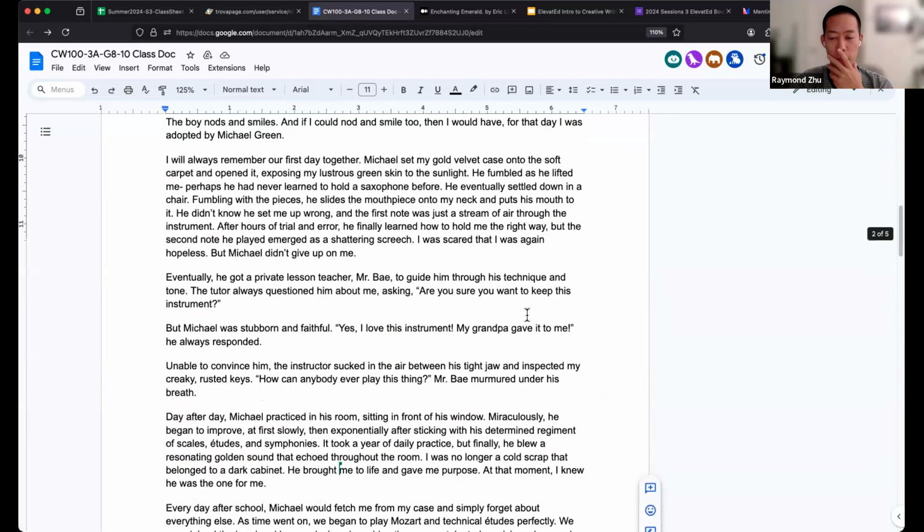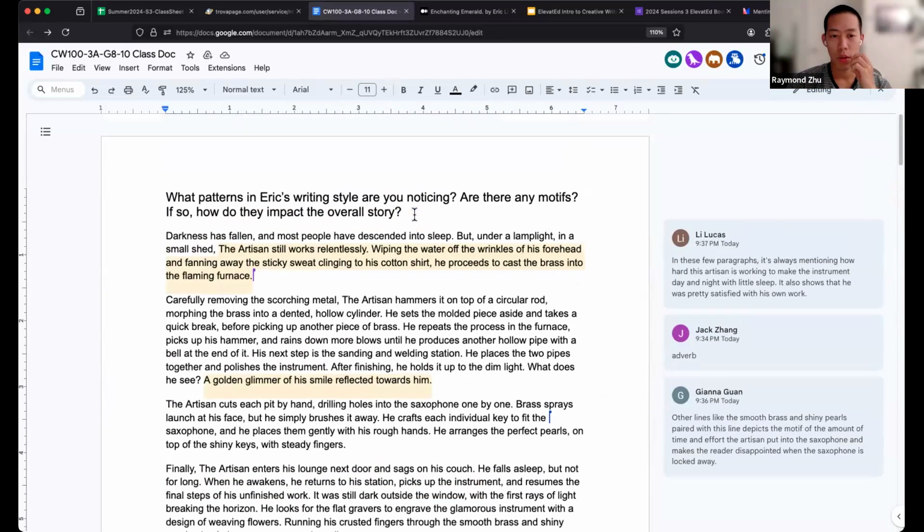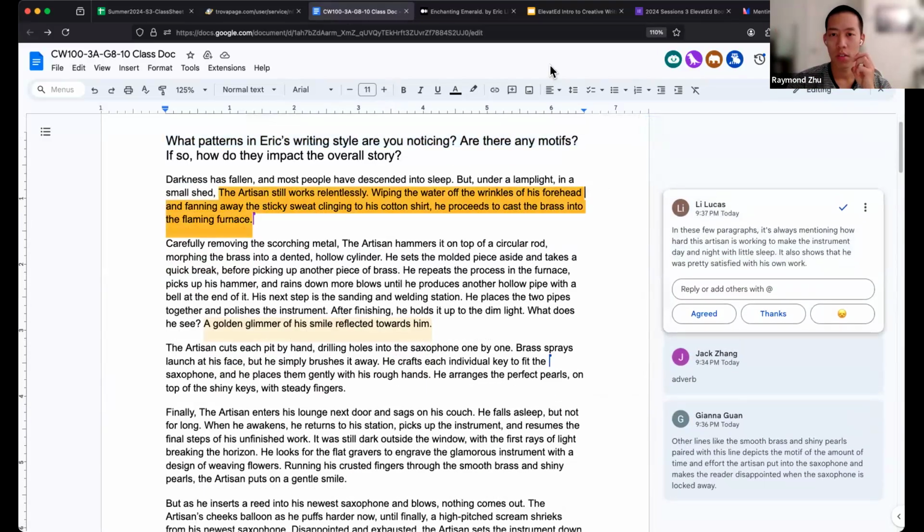Alrighty, it's been about 10 minutes. Take a minute to wrap up. And remember that we're looking for motifs and flow pattern. So anybody want to volunteer to share theirs first?